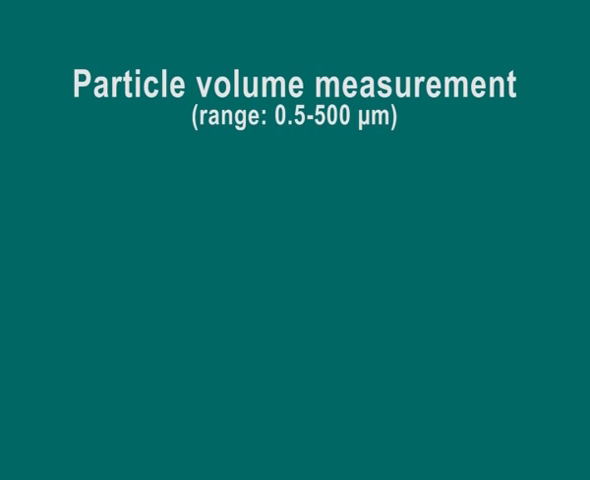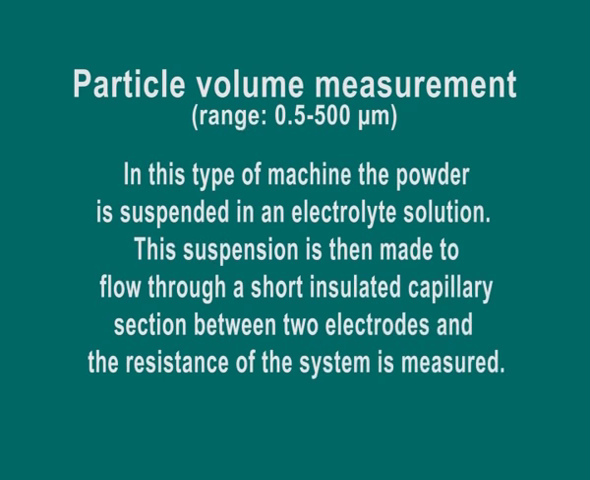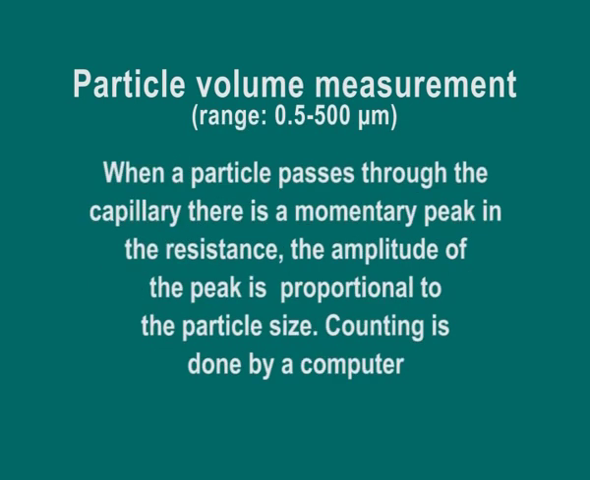Particle volume measurement ranges from 0.5 to 500 micrometer. In this type of machine, the powder is suspended in an electrolyte solution. This suspension is then made to flow through a short insulated capillary section between two electrodes, and the resistance of the system is measured. When a particle passes through the capillary, there is a momentary peak in the resistance. The amplitude of the peak is proportional to the particle size. Counting is done by the computer.